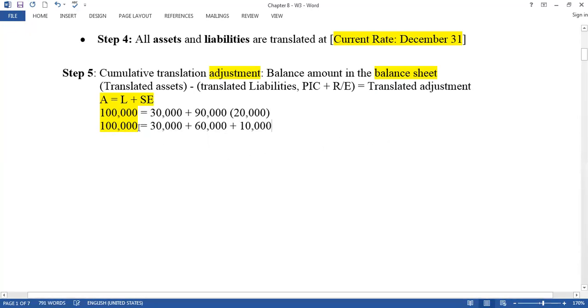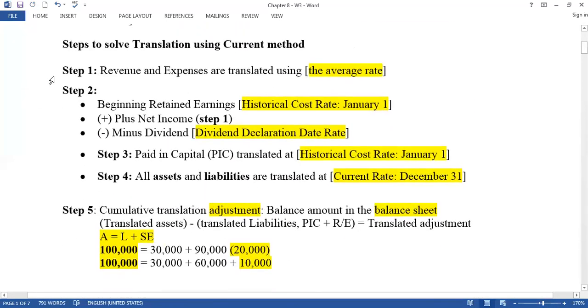Something like this. So we cannot change this part. We are going to make adjustment with our equity account. We can minus 20,000 or we can plus 10,000 to make it equal. So this kind of thing we are going to solve step by step.